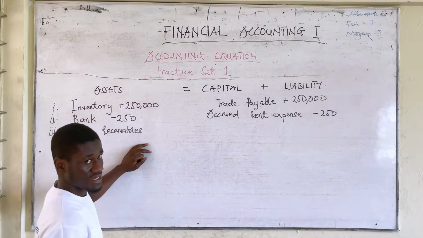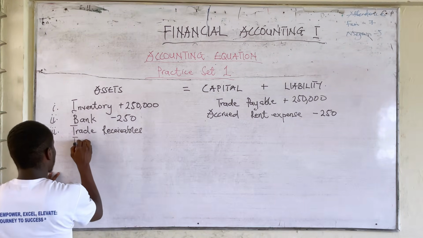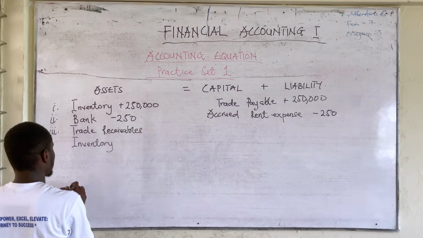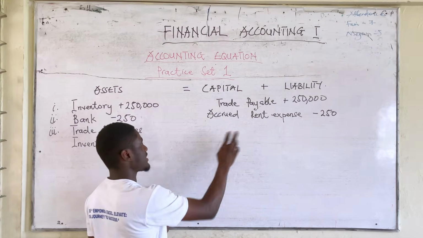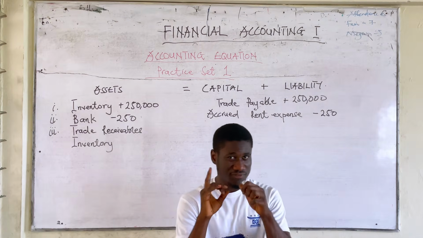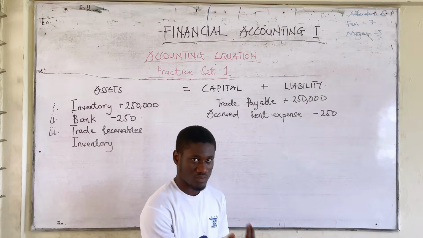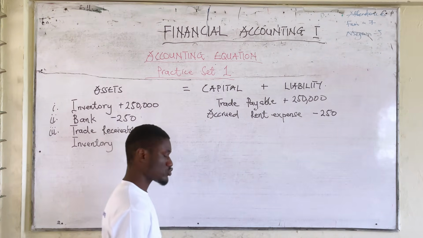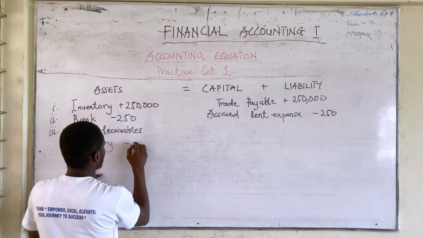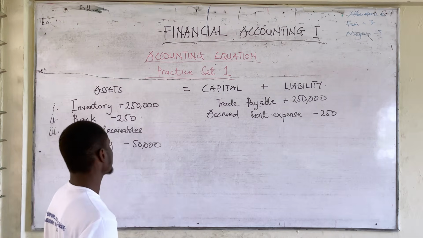Trade receivables is an asset. Then we have inventory too. Inventory too is an asset. So at the end of every transaction, we should get the left side equal to the right side. Good. So now we sold goods costing 50,000. That means if we have 50,000 worth of goods, we sold 50,000 of them. So it has reduced, right? So minus what? 50,000 for inventory. So inventory has reduced by 50,000.